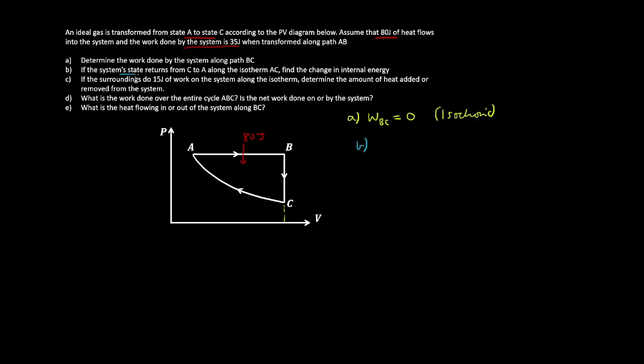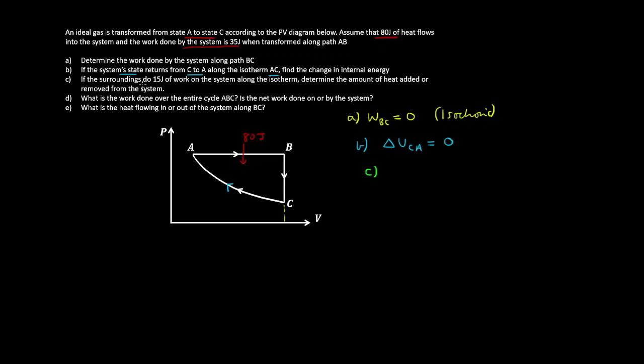Now if the system state returns from C to A along the isotherm AC, we're asked to find the change in internal energy. Well, for an isothermal process, the temperature does not change, so therefore the change in internal energy from C to A along the isotherm is 0.